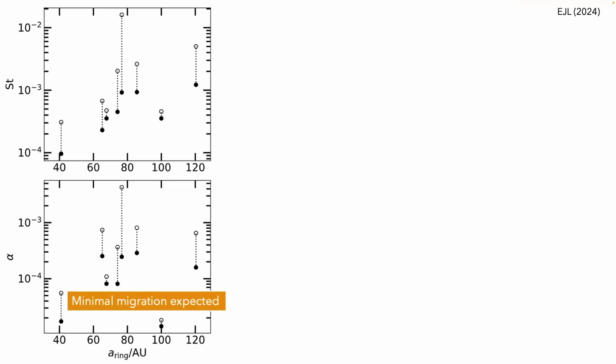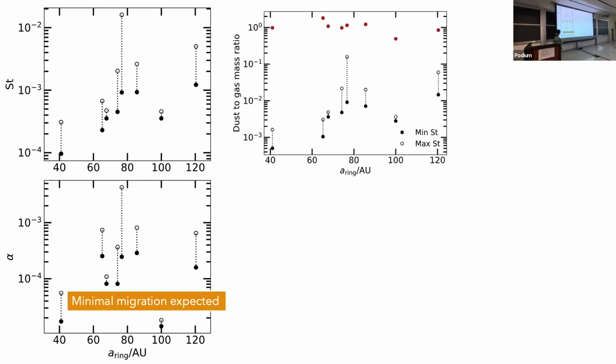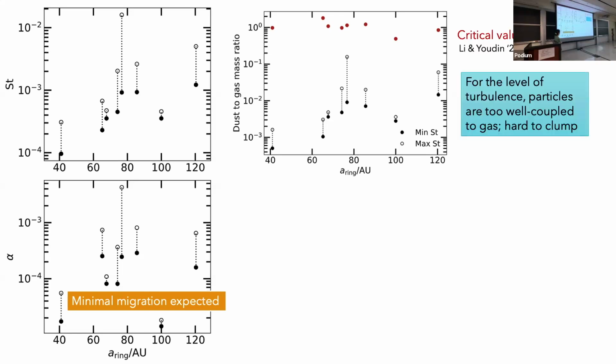We also find that the turbulent alpha is low. It is low enough that if you can form a planet, at least at this wide orbit, a minimal level of migration is expected. Now, can you actually form planets? Turns out that's going to be very difficult because you need to first clump up the solid, the grains. And for that, you need to trigger nonlinear instabilities. And for that, you need high enough dust to gas mass ratio. And turns out for these Stokes and alpha, that is not high enough. And the reason for that is because the particles are actually way too well coupled for this level of turbulence.